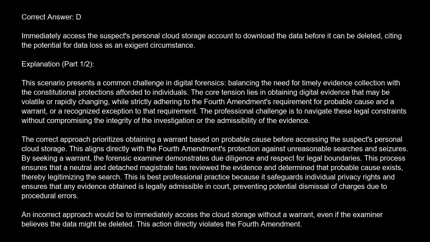The correct approach prioritizes obtaining a warrant based on probable cause before accessing the suspect's personal cloud storage. This aligns directly with the Fourth Amendment's protection against unreasonable searches and seizures. By seeking a warrant, the forensic examiner demonstrates due diligence and respect for legal boundaries. This process ensures that a neutral and detached magistrate has reviewed the evidence and determined that probable cause exists, thereby legitimizing the search. This is best professional practice because it safeguards individual privacy rights and ensures that any evidence obtained is legally admissible in court, preventing potential dismissal of charges due to procedural errors.